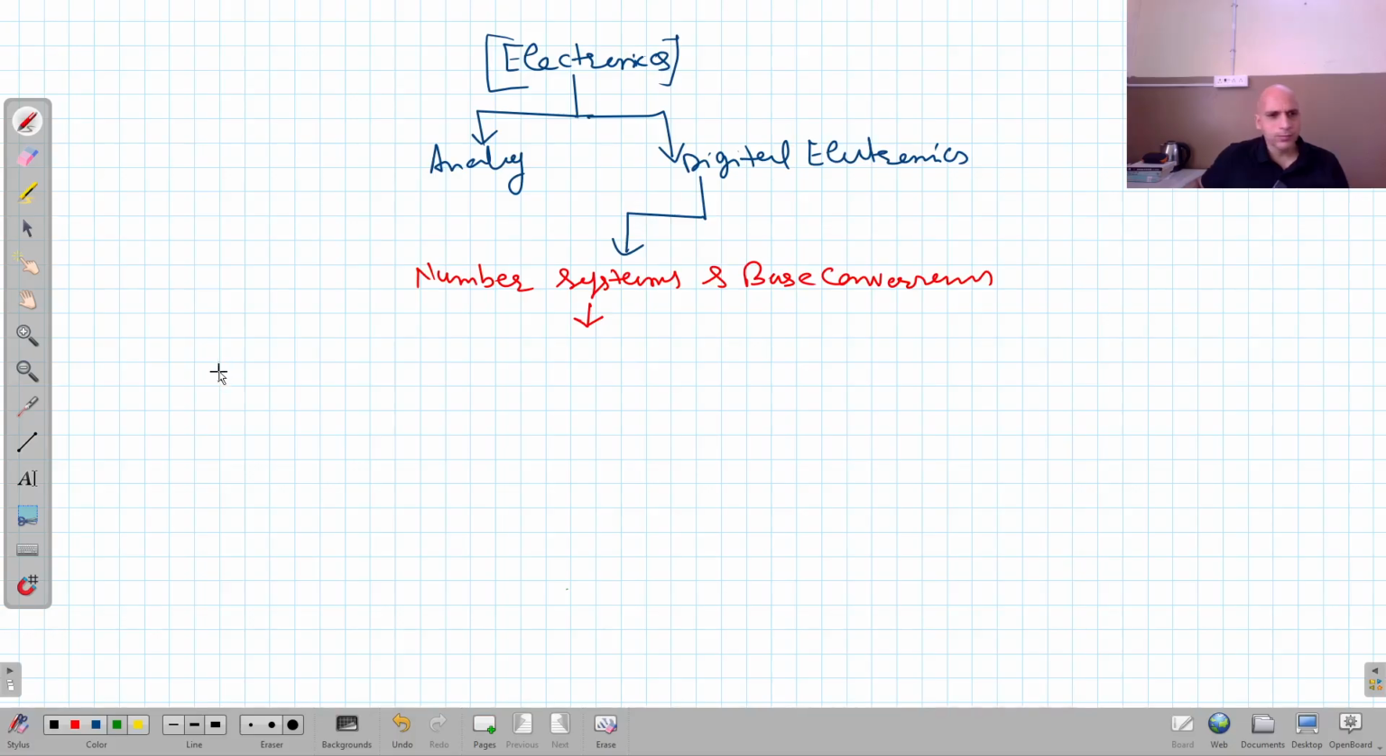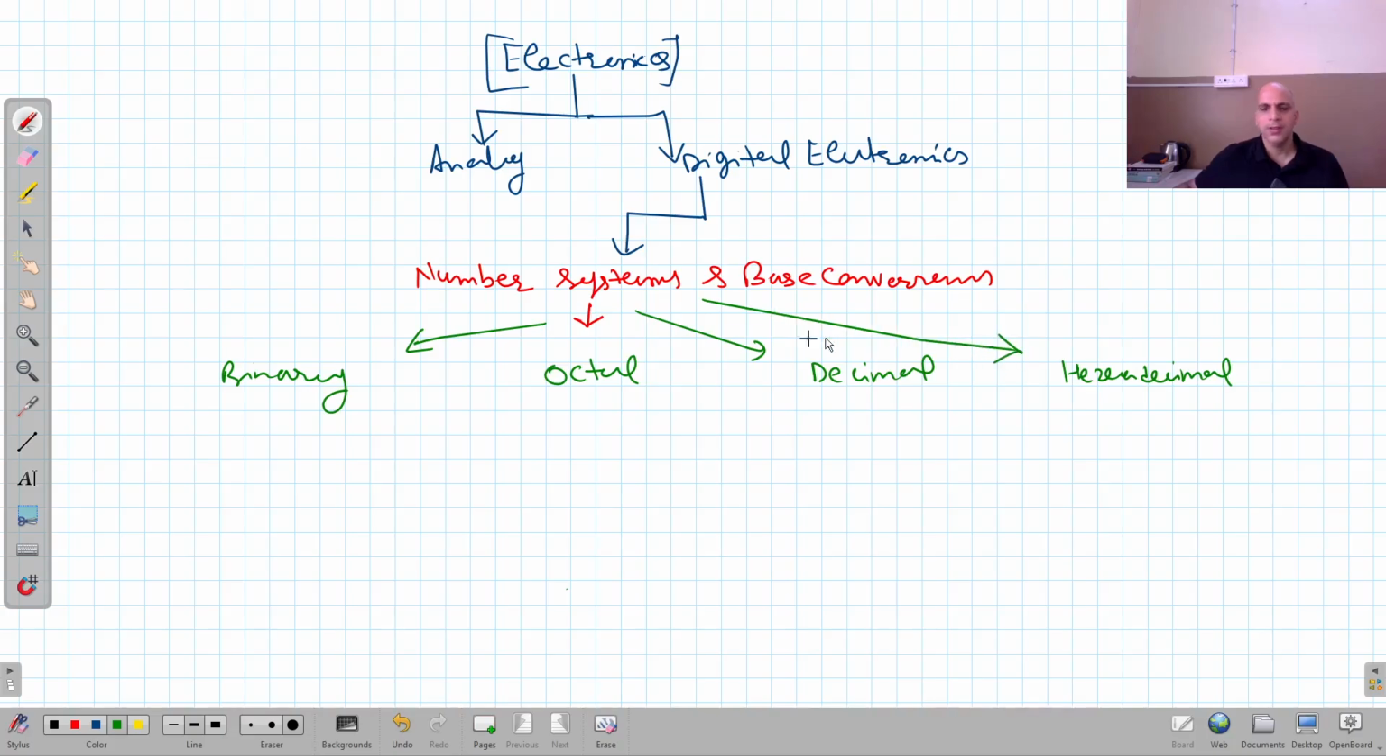So they are the binary number system, right? The second one is the octal number system. Then the third one is decimal, and the last one is hexadecimal, right? So these are the different number systems, right? These are the number systems that are commonly used, right? So I will start with the first one, that is the binary number system, right?